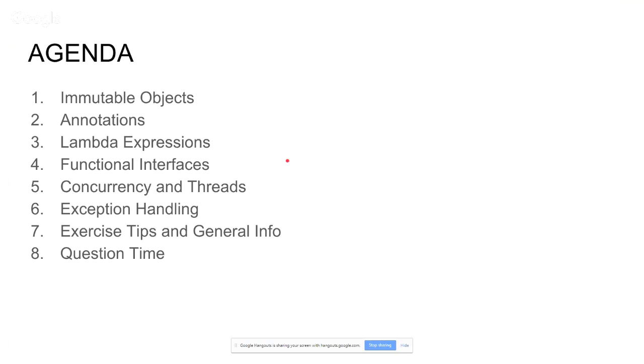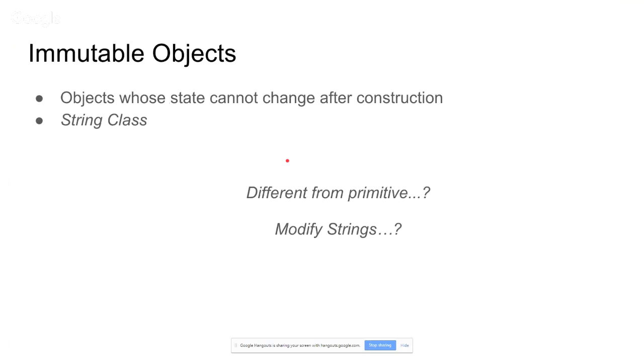So let's begin. First of all, we're going to talk about immutable objects. Immutable objects are objects whose state cannot change after construction. For example, the String class. Is it different from primitive types? Can you modify strings? And the answer is yes. Strings are different from primitive types, and it is also possible to modify strings in some way.